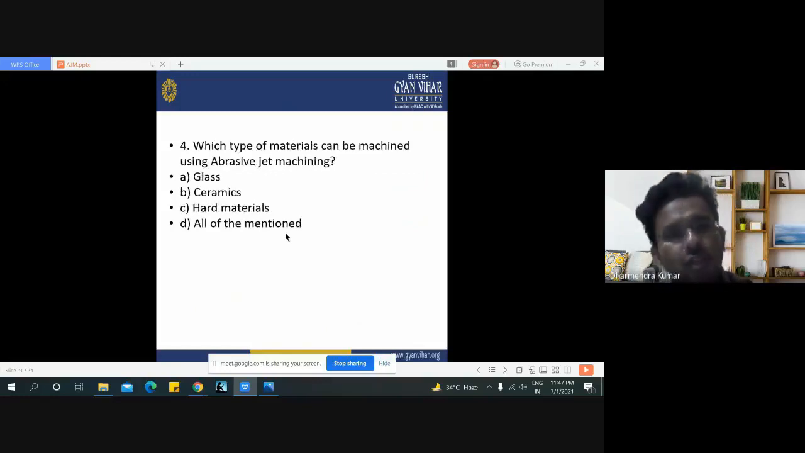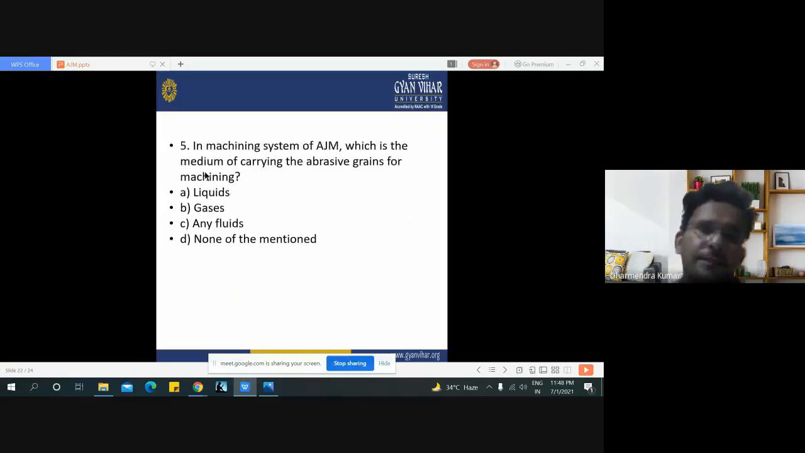Now the fourth question is, which type of materials can be machined using abrasive jet machining? We have seen in the previous slide that we can machine softer material as well as harder material through abrasive jet machining process. Then we can say that glass, ceramics, and hard materials, all of the mentioned materials are easily machined with abrasive jet machining process.